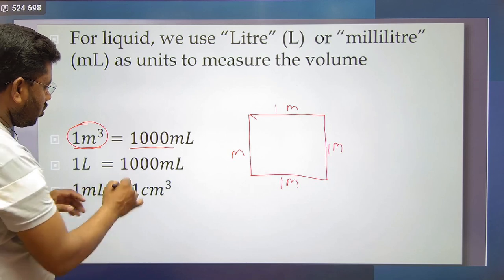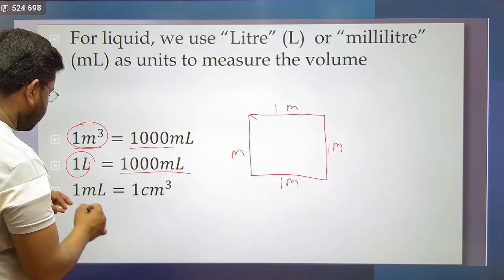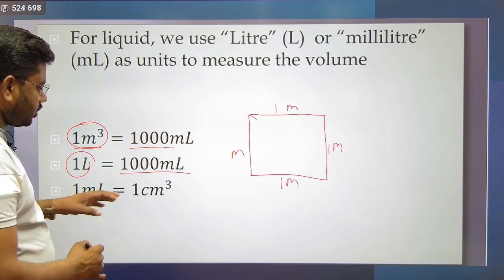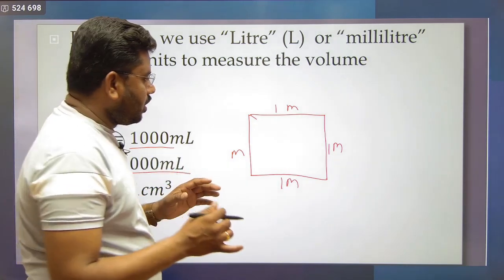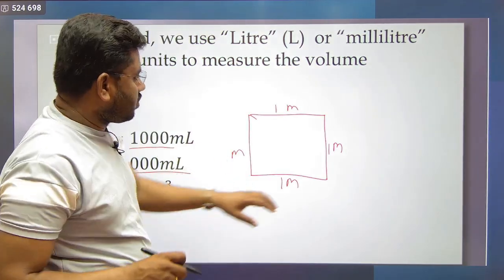1 liter is equal to 1000 milliliters, and 1 milliliter is equal to 1 centimeter cube, which is the smallest one.